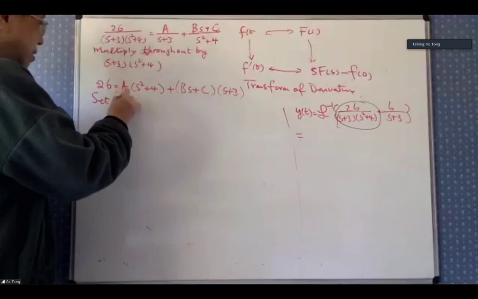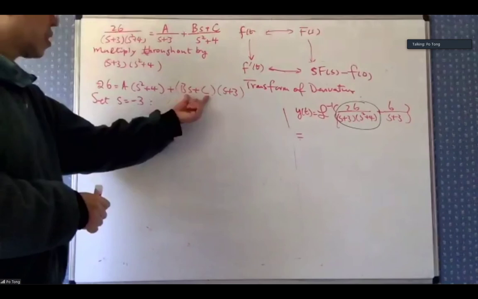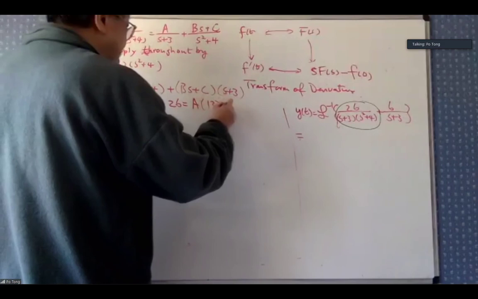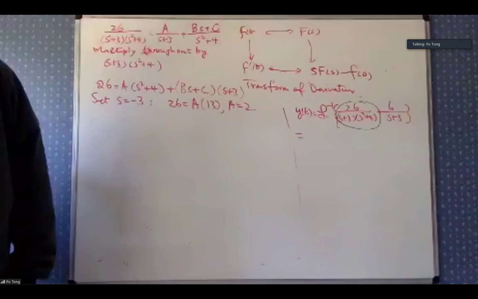s equal to minus 3. It's very nice because you cancel both of these guys. So 26 equals A times 13. So A is equal to 2. Is it okay? A is equal to 2.